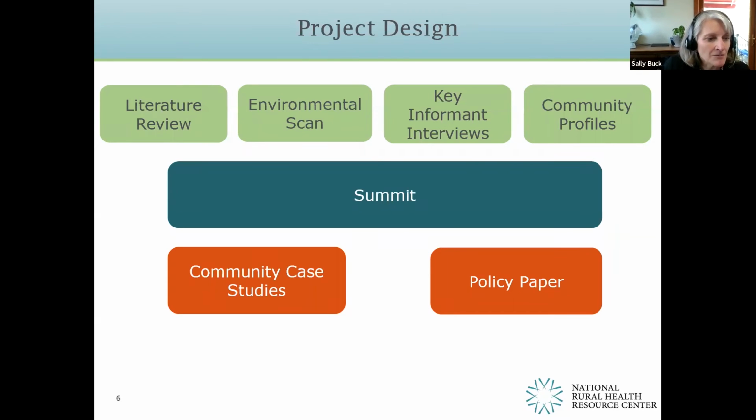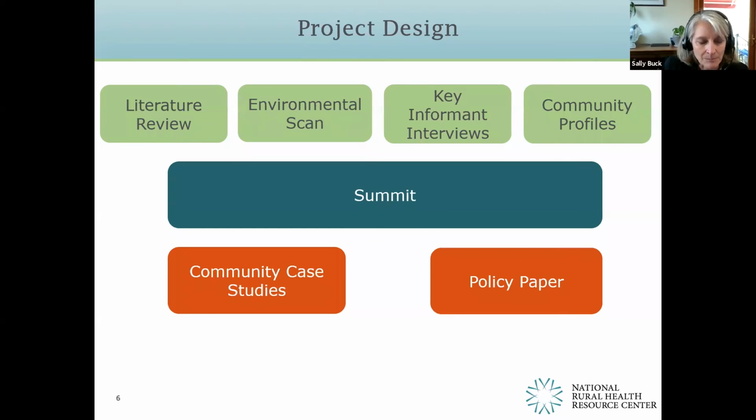And then we're creating some focus-based community profiles. This is to give a composite view of a region so we can better see the possible impact of disruptors across the state.